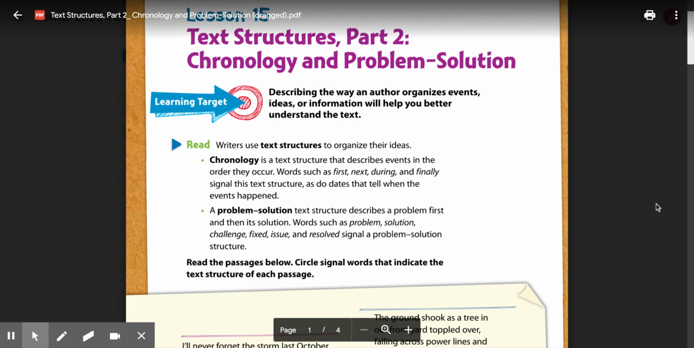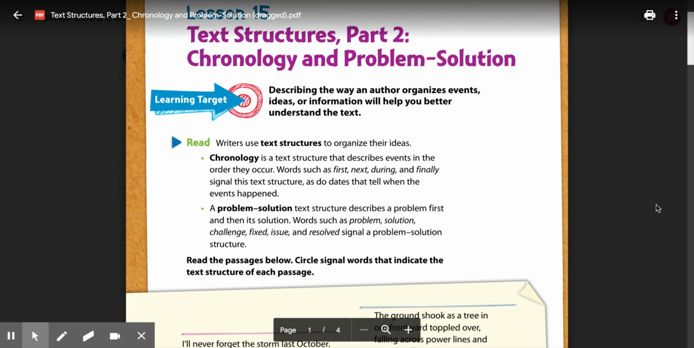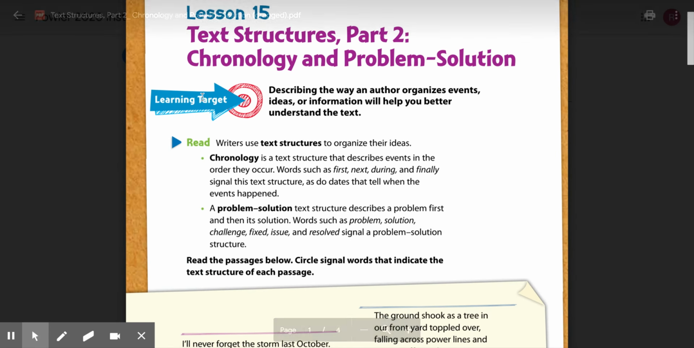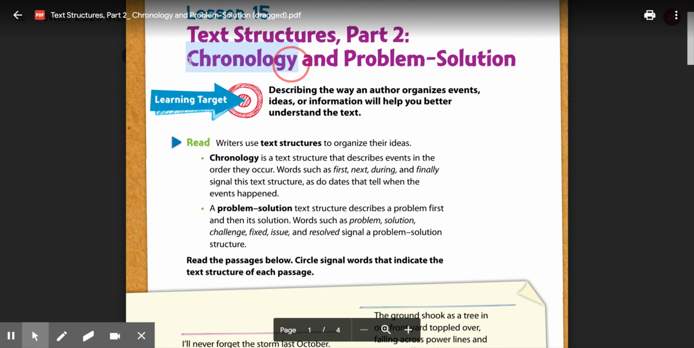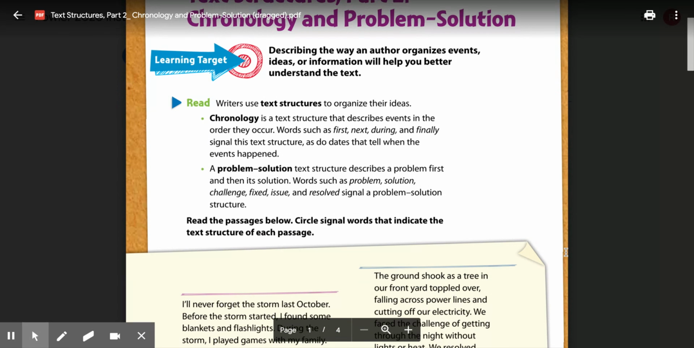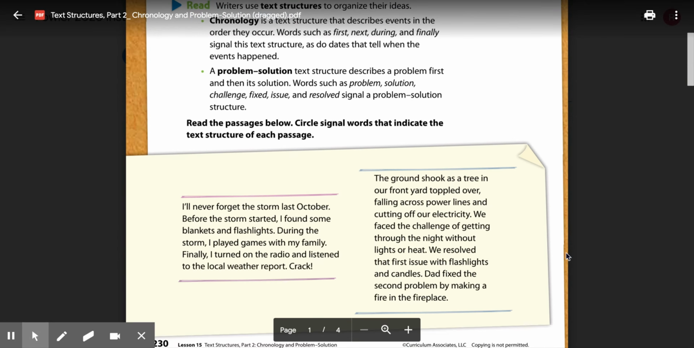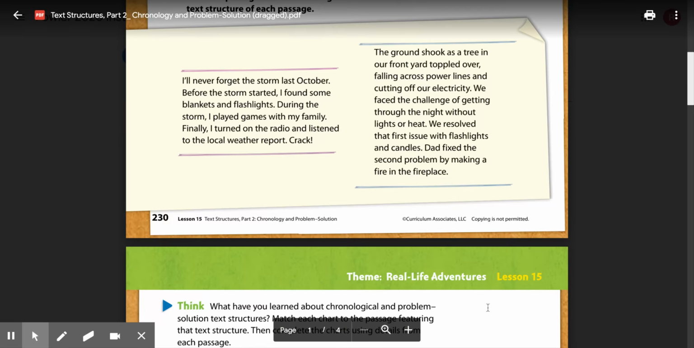Hello, everybody. I'm going to read this passage to you, but before I get started, I want to review that today we are starting on chronological and problem and solution. That is what this lesson is going to focus on. It's the things that are in order of time and how they happen, like first, second, third, or by dates. And then problem and solution, which is where a problem happens in a story and then they come to a solution at the end. I'm going to read these two short passages, and then I'm going to read the long passage to you.